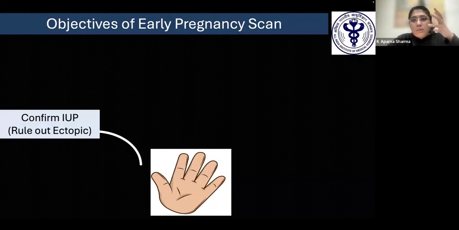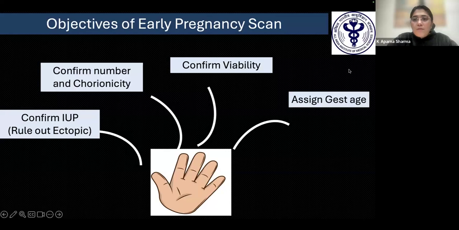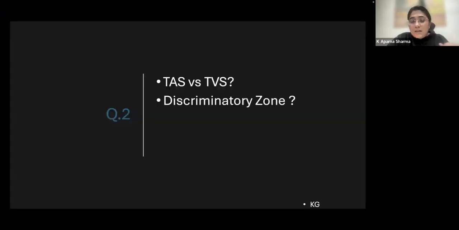So just to look at the broad objectives, there could be bigger, but what we really want to understand is: is it an intrauterine pregnancy? Like you said, what is the number, chorionicity, confirm the viability, assign gestational age, and then early morphology if possible. But that's something that, again, is a little questionable. Now, what is the role of transabdominal and transvaginal scanning? What do you prefer? What do you tell your patients? Do they accept it? How do you go about it? And just a little basic understanding of when you should see a pregnancy, the discriminatory zone.